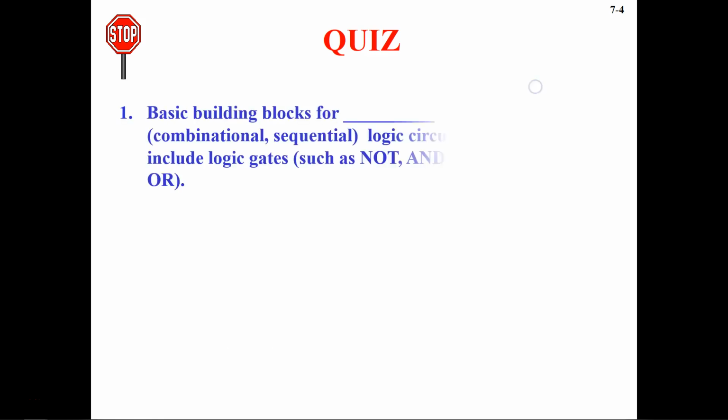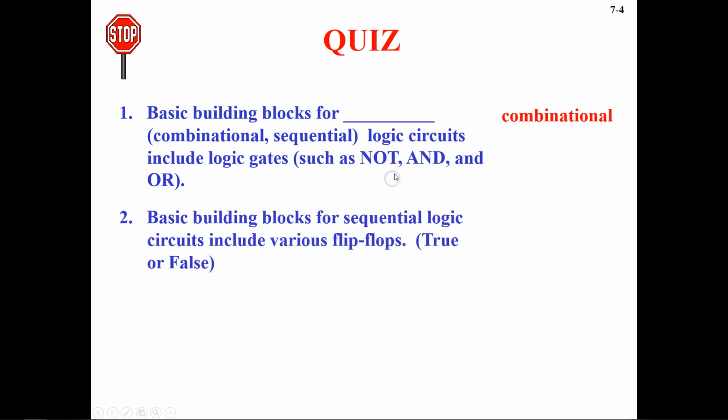Okay, now let's see some quiz questions. The first one says: the basic building blocks for combinational or sequential logic circuits include logic gates such as NOT, AND, and OR. So it is going to be combinational, because in a combinational circuit we have the basic logic gates which are NOT, AND, and OR. And then: the basic building blocks for sequential logic circuits include various flip-flops. Is it a true statement or false? It is the true statement, because that's what we learned in the previous slide. The basic building block for sequential logic circuits contains the flip-flops, which is also called your memory. So this statement is true.